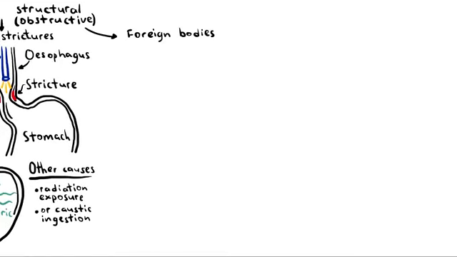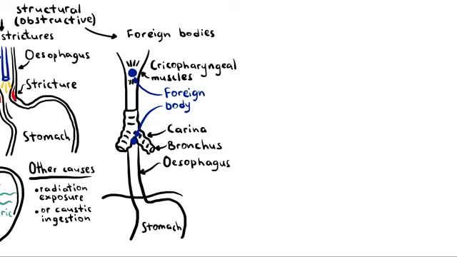Foreign bodies can also cause esophageal dysphagia if they become lodged at a point in the esophagus. And there are three main locations that obstruction can occur due to normal anatomical narrowing of the esophagus. These are at the level of the cricopharyngeal muscles, at the carina as the left bronchus crosses the esophagus, and where the esophagus passes through the diaphragm.